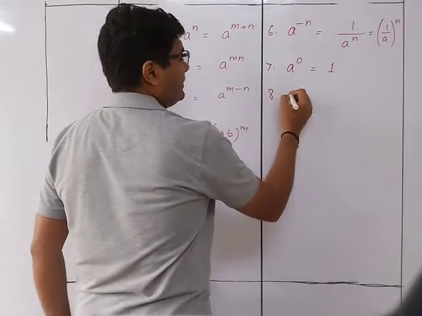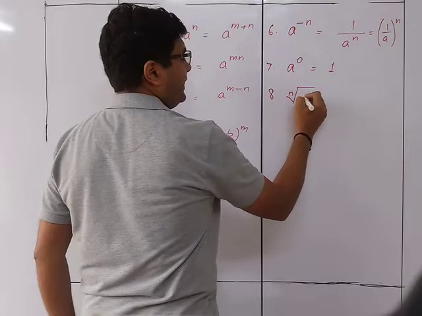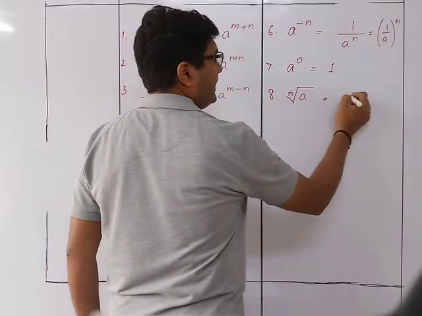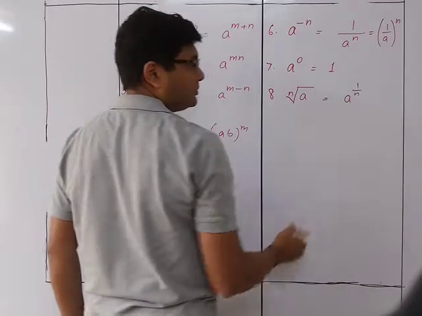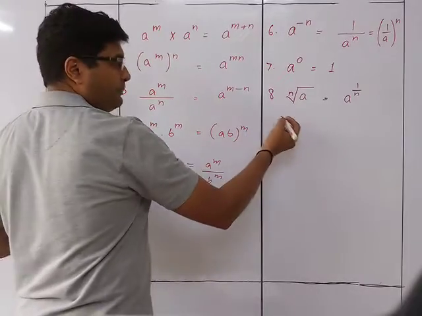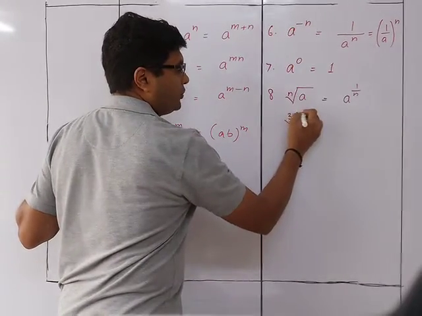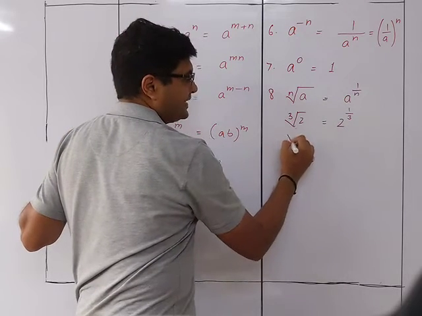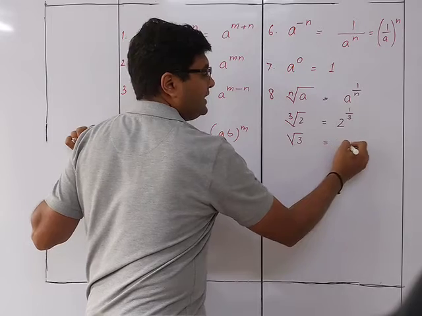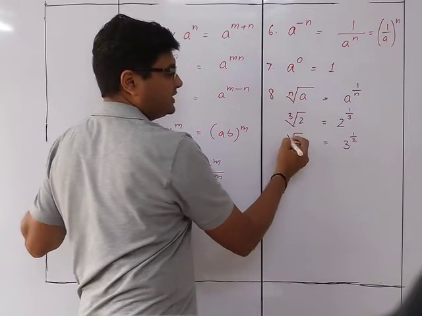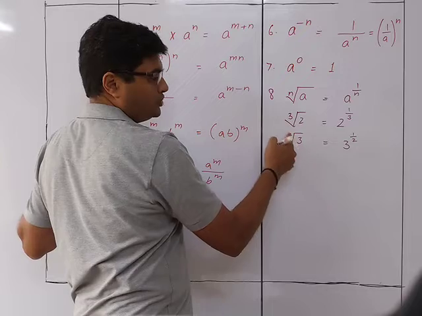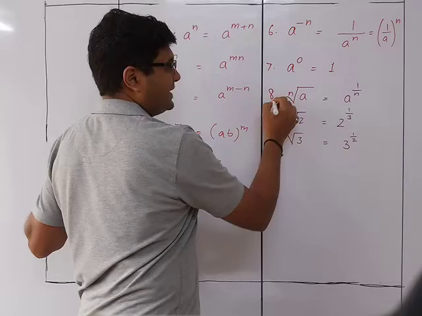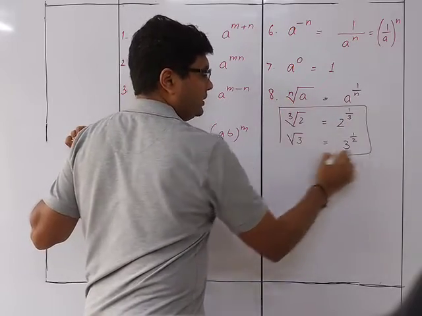The eighth one over here is that if I have got the nth root of a, the nth root of a is nothing but a raised to 1 upon n. For example, if I say cube root of 2, it is nothing but 2 raised to 1 upon 3. Or when I say just root 3, it is nothing but 3 raised to 1 upon 2, because this is nothing but the square root. That's why you don't put the 2 over here for a square root. So here you need to say 3 raised to 1 upon 2. This is an example of how this is used.